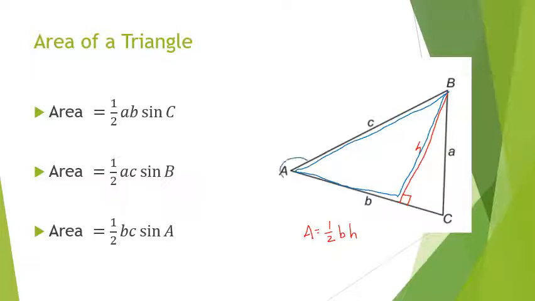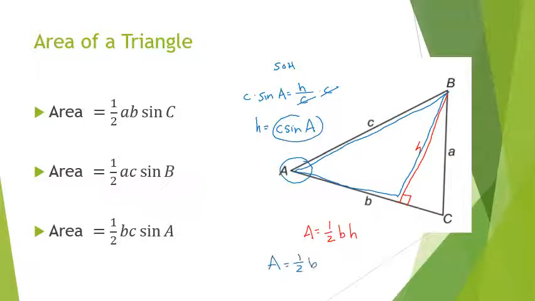And if we look at angle A, when we have right triangles, we could use SOHCAHTOA. So sine of A is equal to that height over C, which is now the hypotenuse of that blue right triangle. If we multiply both sides by C and solve for H, we learn that the height is C times the sine of A. So if we substitute it in our area equation, we get area equals 1/2 base times the height, which we now know is C sine A.